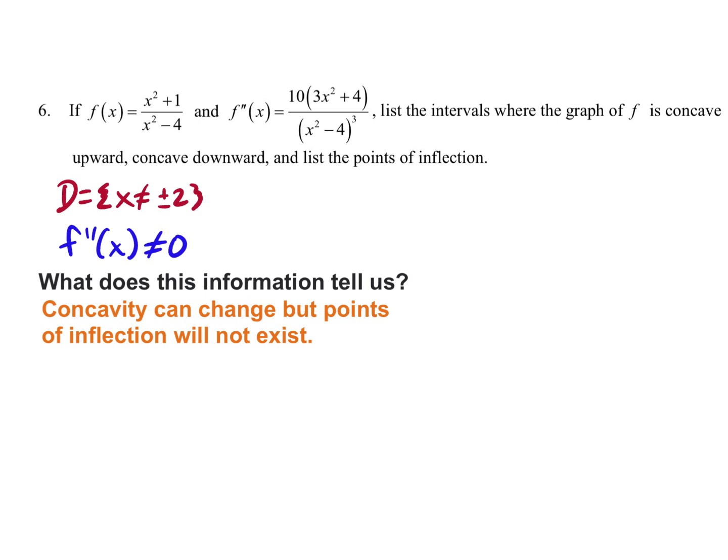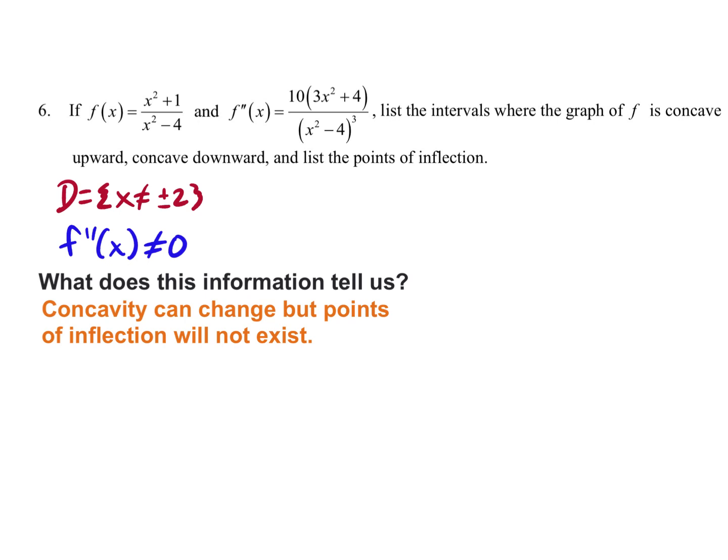So how do we determine concavity? Since there are no critical values, I shouldn't say that, that's the wrong phrase. There are no possible points of inflection because the second derivative cannot equal 0. We still test on either side of the restricted values because that's where we can look for a concavity change.